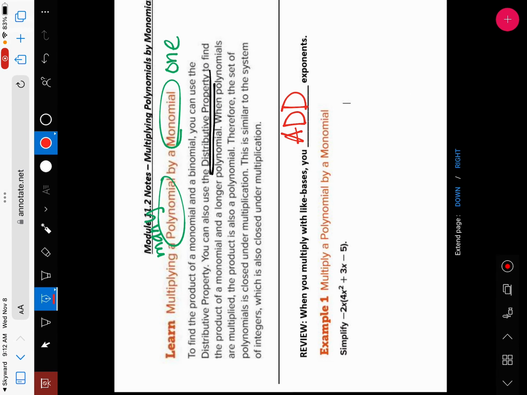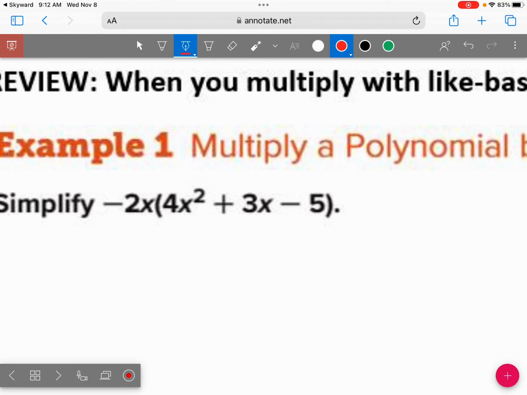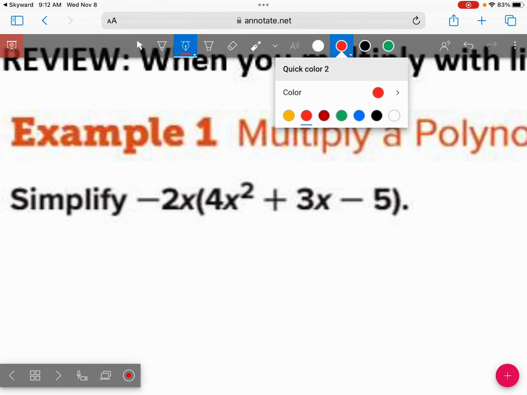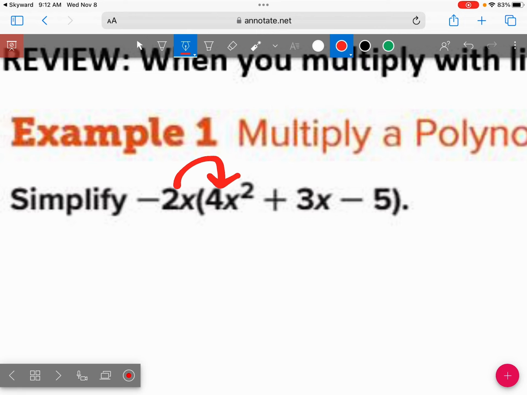So I'm going to zoom in pretty closely here. All right, so I'm going to multiply negative 2x by each one of these terms inside of my polynomial. So let's start off by taking negative 2x times 4x squared. So we multiply our numbers, but I'm adding my exponents. What's the exponent on this x out here? There's an invisible exponent right here. What's the exponent on x? 1. Let's go ahead and write that 1 in.